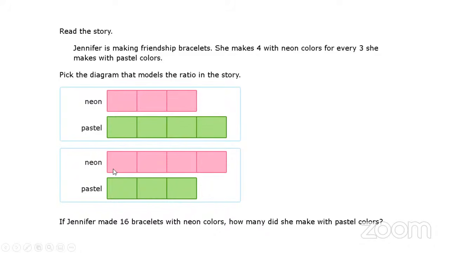So let's check the other diagram. We have 1, 2, 3, 4 for neon and 1, 2, 3 for pastel. And so definitely diagram B. Very good. So all we've said diagram B, that's brilliant. But let's look at the question now.